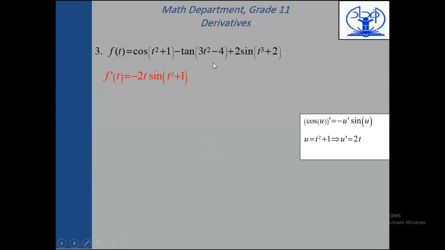What's the derivative of tangent u? The derivative of tangent u is u prime over cosine squared u. And don't forget you have a minus here. It's kept as a minus. So for tangent u, u prime is 6t, over cosine squared u. Now this is a constant times sine u, so you will keep the constant, and u prime will be 3t squared, and the derivative of sine u will be cosine u.